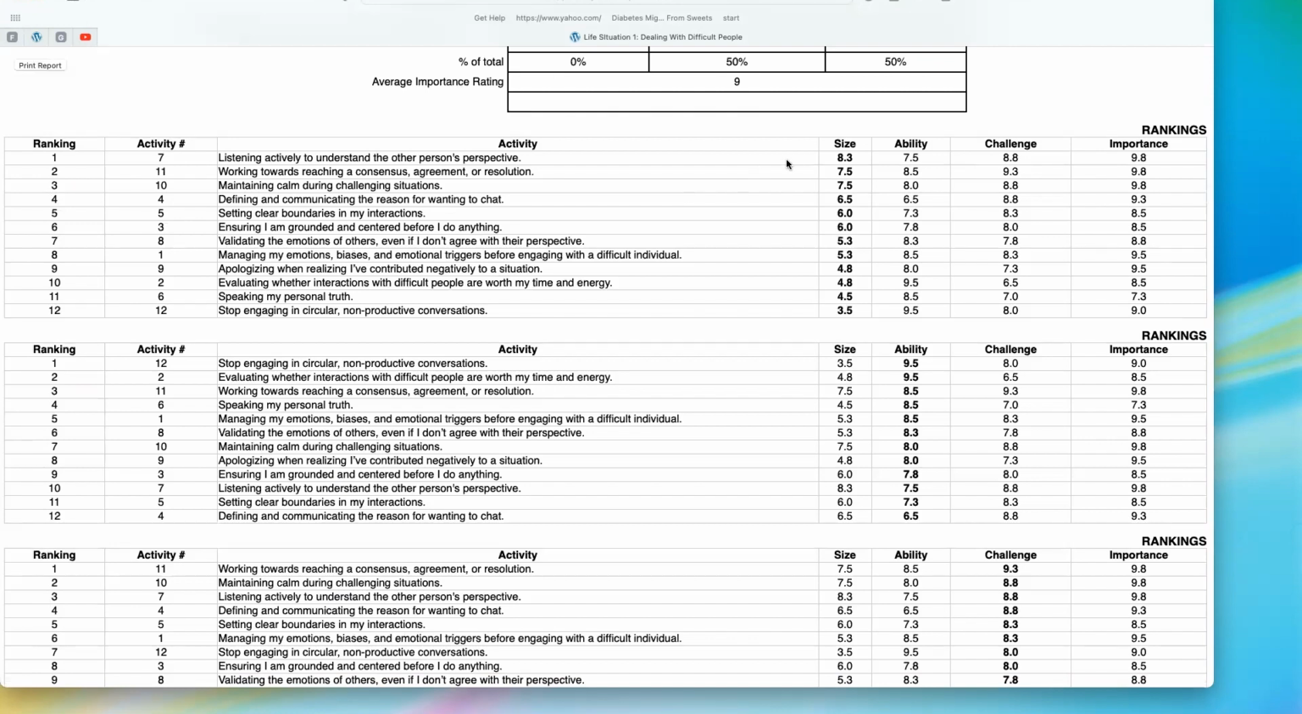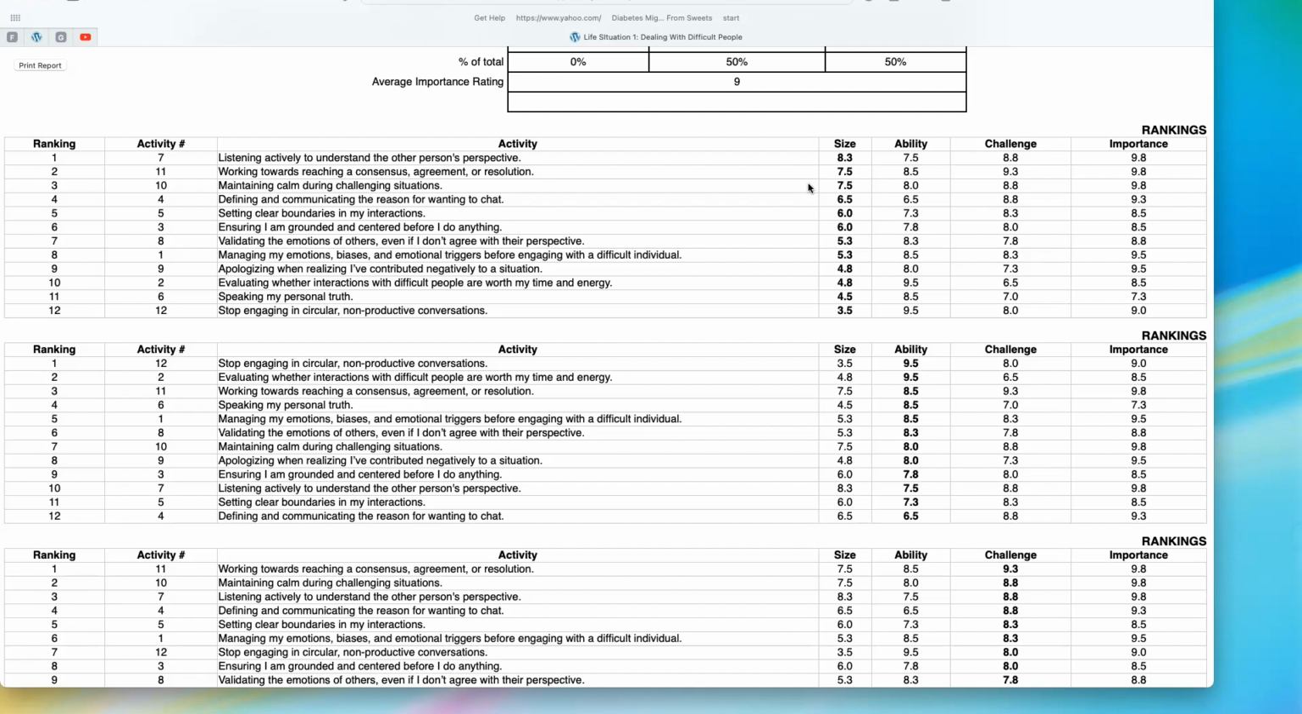And what it does is it looks at each of those 4 dimensions you rated on, so size, ability, challenge, and importance. And then it lists them in the order from highest to lowest. So when it comes to which of these 12 tasks feels like the biggest task, the one that's going to take the most resources, the one that won was listening actively to understanding the other person's perspective. I don't know why people found that to be a much bigger task, but then right below it, working towards consensus and maintaining calm, those were both 7.5s on size. Thoughts?